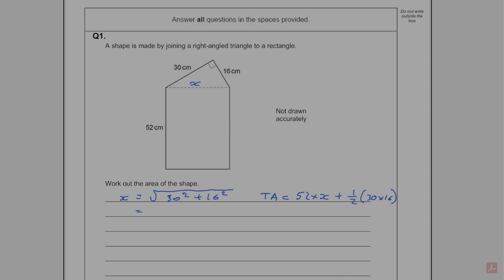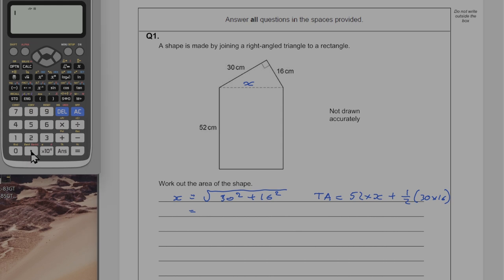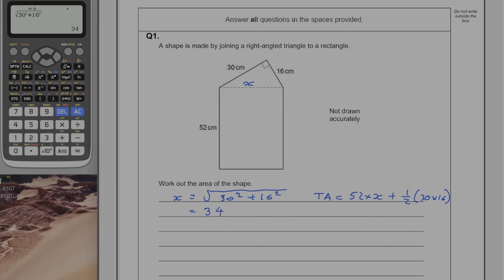Let's bring the calculator up. I'm using this model just because I quite like the emulator. If you're using a different one, it shouldn't really affect anything. Any questions where we're using a different function, I will discuss it. So I want the square root of 30 squared plus 16 squared, which is going to give me 34. That's a nice one, spotted that. We've got a Pythagorean triple there.